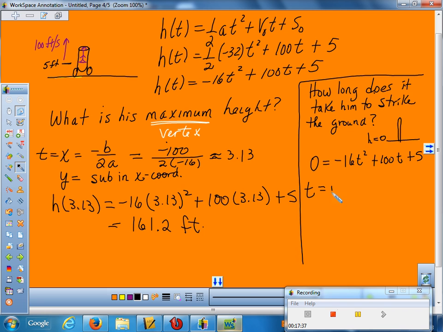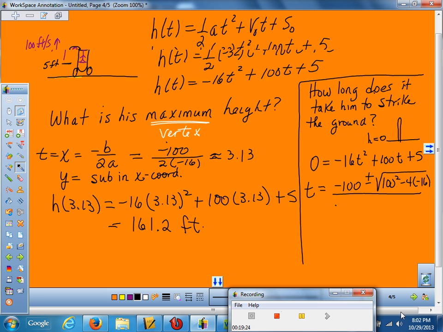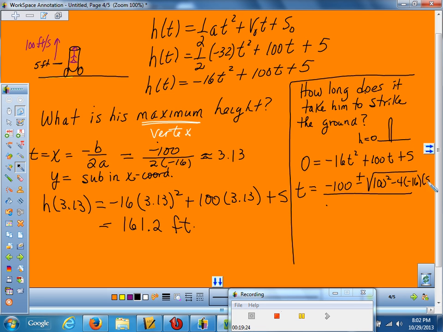So if we put it into the formula, we know it would be negative b, which is negative 100, plus or minus the square root of b squared, which would be 100 squared, minus 4, a is negative 16, and c is 5, all over 2 times a, which would be negative 16. Now this is not going to be the greatest thing to work with, but you're going to simply want to plug this in your calculator and produce the result.